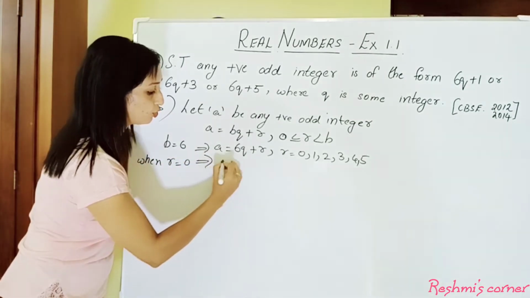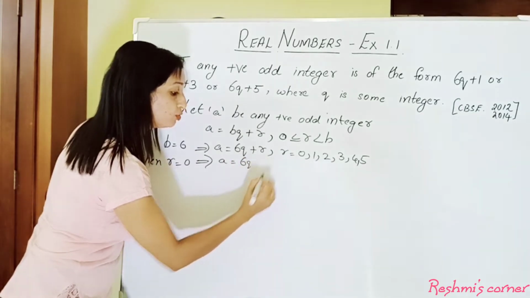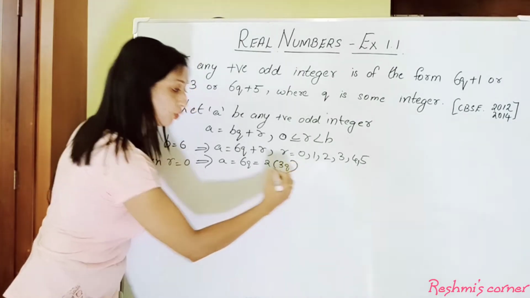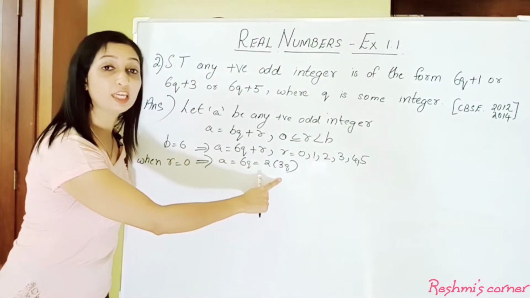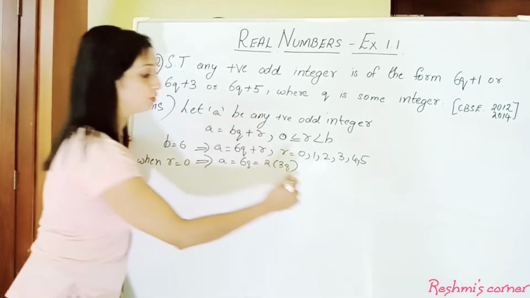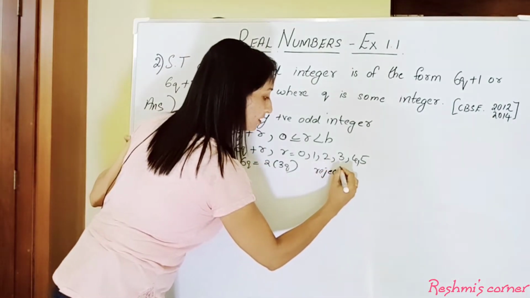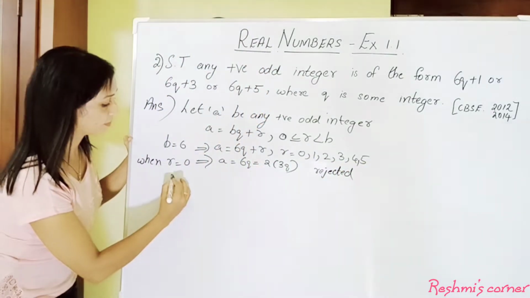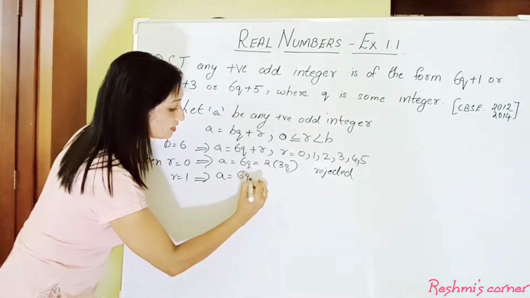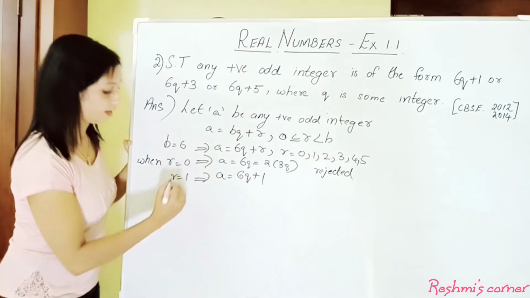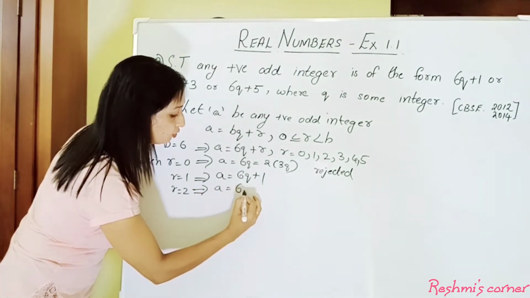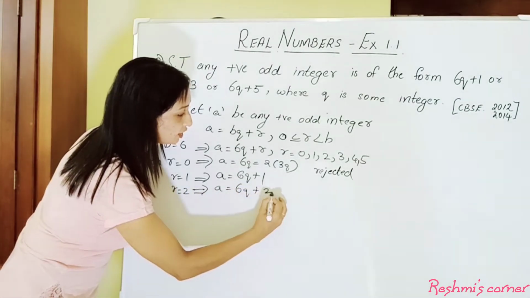When r is equal to 0, what happens? We get a is equal to 6q, which can be written as 2 into 3q. This clearly shows that this is an even number. Now we are not considering any even number a, so this case is rejected. Now what happens when r is equal to 1? We get a is equal to 6q plus 1. Now when r is equal to 2, what happens? a is equal to 6q plus 2.